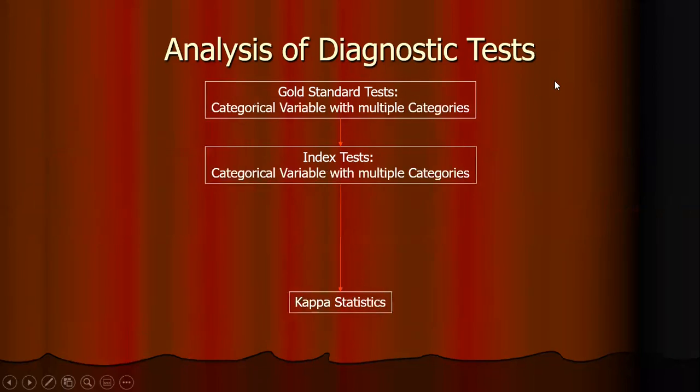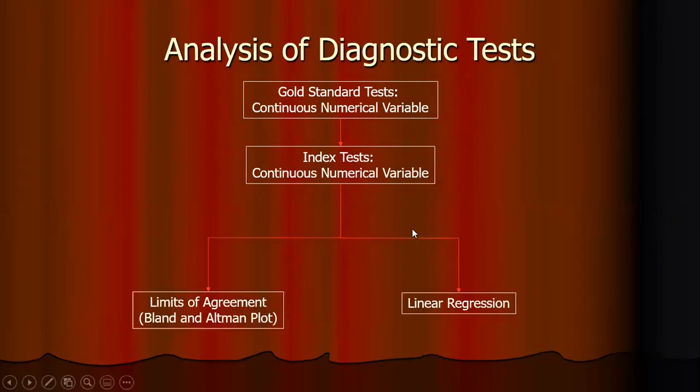So this is the approach. Then, if the gold standard is a categorical variable with multiple categories and the index test is also a categorical variable with multiple categories, this scenario I have taken to be very similar to inter-rater agreement or inter-observer agreement. We can use kappa statistics. If the gold standard is a continuous numerical variable and the index test is also a continuous numerical variable, we can use the Bland and Altman plot or the difference plot, or we can use linear regression. So this is the approach for analysis of diagnostic tests.